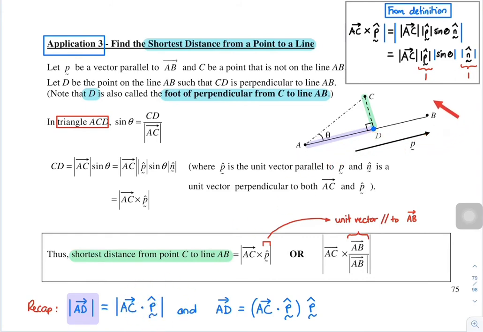Now similarly, we can also use a similar kind of formula to find this distance. Let's take a look. In the triangle ACD, sine theta is equal to the opposite side divided by the hypotenuse, as you can see here. Therefore CD is equal to the modulus of AC times sine theta.